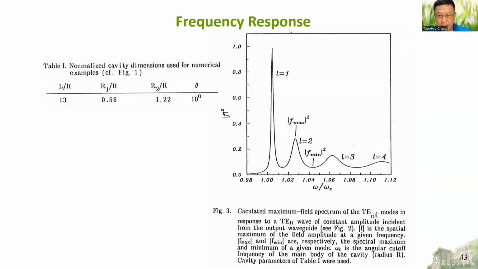And the frequency response as we change the frequency, normalized with respect to the cutoff frequency. The cutoff frequency should be here. Okay, the field amplitude squared is shown here, for L equal 1, L equal 2, L equal 3, L equal 4. Okay. Let's calculate the maximum field spectrum for TE11L modes. Calculate the result. Theta is the taper angle. Others are the same.